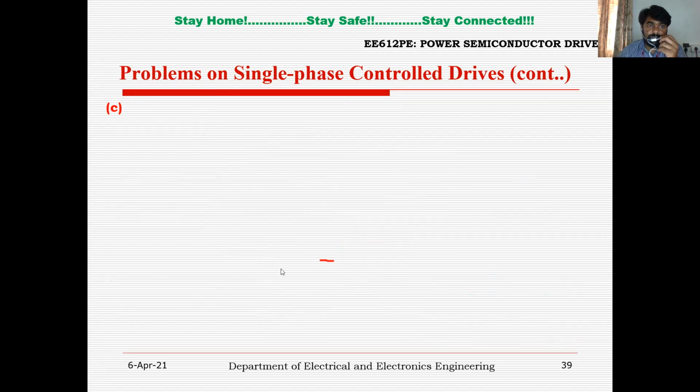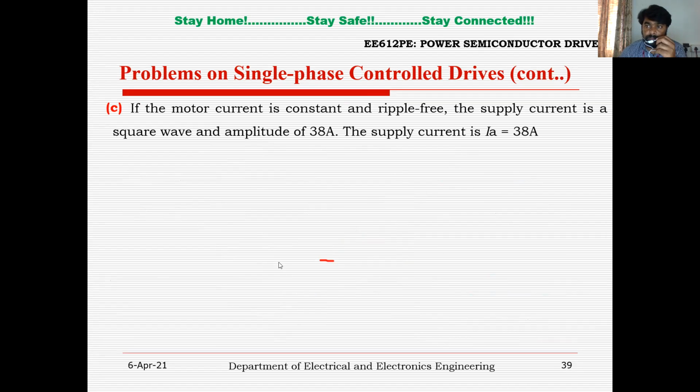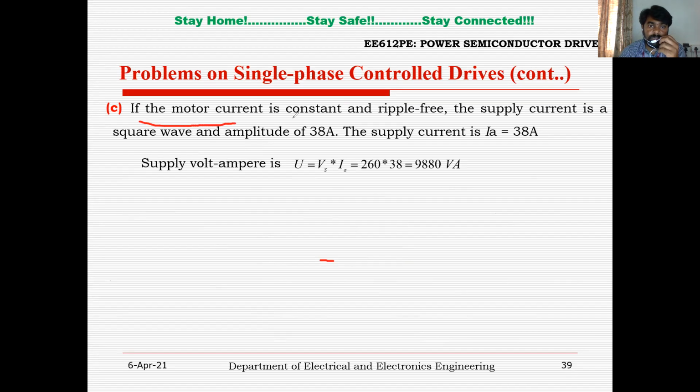Next we need to calculate the supply power factor. If the motor current is constant and ripple free as mentioned in the question, the supply current is a square wave and the amplitude is 38 amps, right? That means the input current as well as the converter output current is 38 amps. So the supply volt ampere, that means input voltage multiplied by input current, 260 multiplied by 38, will give 9880 volt amperes, right?